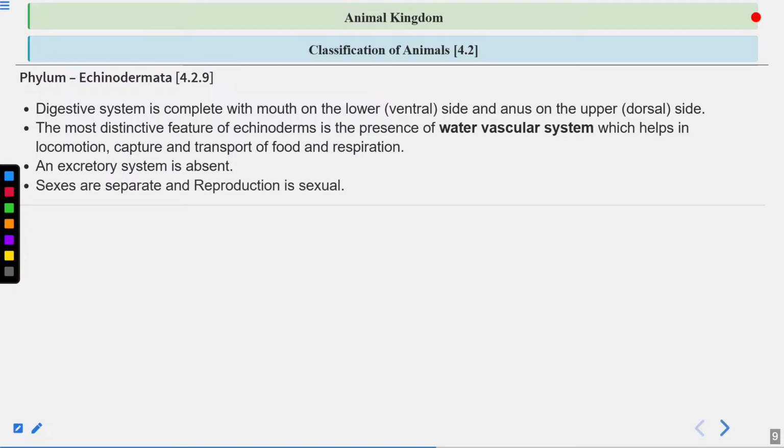Sexes are separate, meaning they are dioecious, and reproduction is sexual. So in sexual reproduction, what are the characteristic features? Two parents are involved, the biparental condition, male and female. They produce gametes by meiosis. Then there is fertilization, meaning fusion of the male and female gamete. After fertilization, a zygote is formed and then an embryo is formed. So echinoderms reproduce sexually.